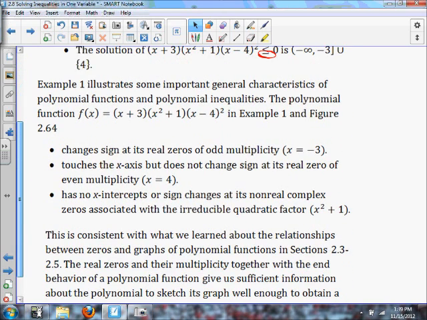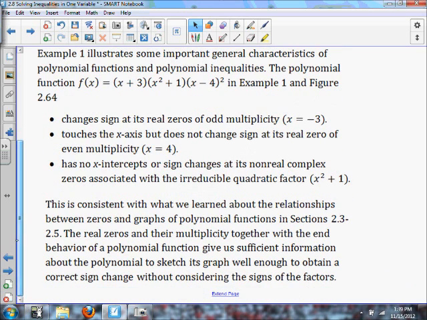Now, example 1 illustrates some important general characteristics of polynomial functions and polynomial inequalities. The polynomial function in example 1 in figure 2.64 changes signs at its real zeros of odd multiplicity, so at -3. It'll touch at x equals 4. It'll have no x-intercepts or sign changes at its non-real complex zeros associated with the irreducible quadratic factor x squared plus 1. This is consistent with what we've learned about the relationships between zeros and graphs of polynomial functions from sections 2.3 to 2.5.